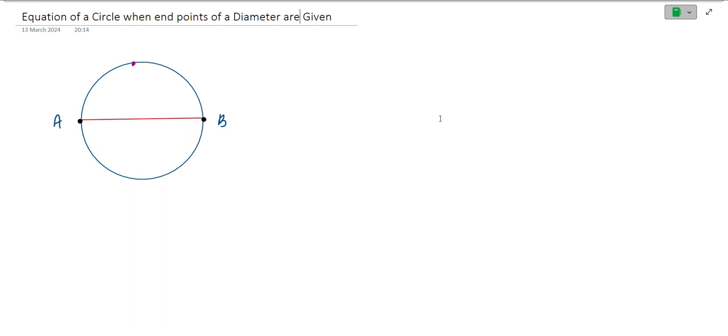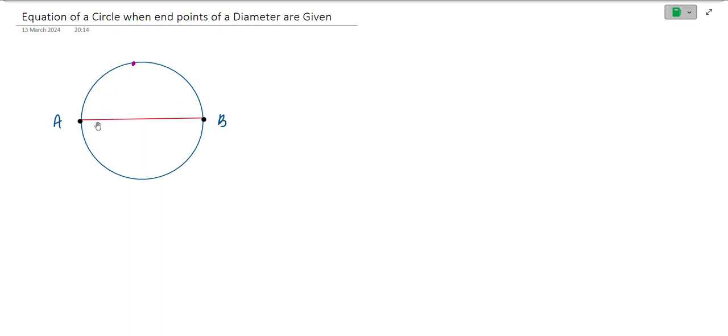In this video, we are going to discuss how to find the equation of the circle whenever the endpoints of a diameter are given. From this figure, we can say that AB is the diameter, because it is passing through the center of the circle. So the points A and B will be given, and we need to find the equation of the circle. That is what we have to do.